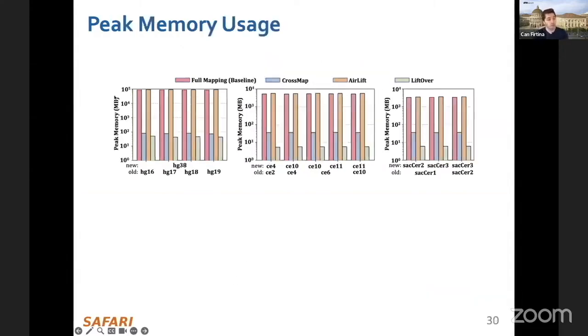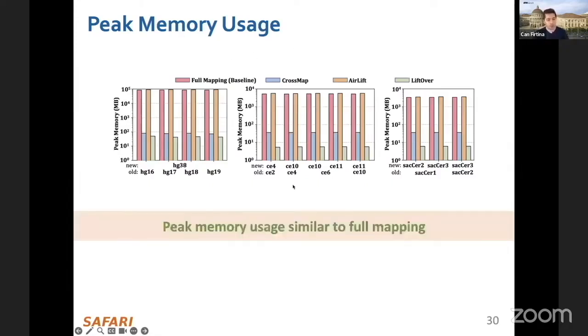We also show the peak memory usage. Here we have the peak memory usage on the y-axis, and the x-axis is similar to what I've shown in the earlier slide. Again, we compare against CrossMap, LiftOver, and also full mapping. What we observe is that the peak memory usage is similar to full mapping. Still, the peak memory usage of AirLift is much higher than CrossMap and LiftOver due to similar reasons, which is performing more comprehensive mapping, which eventually leads to more accurate read mapping.